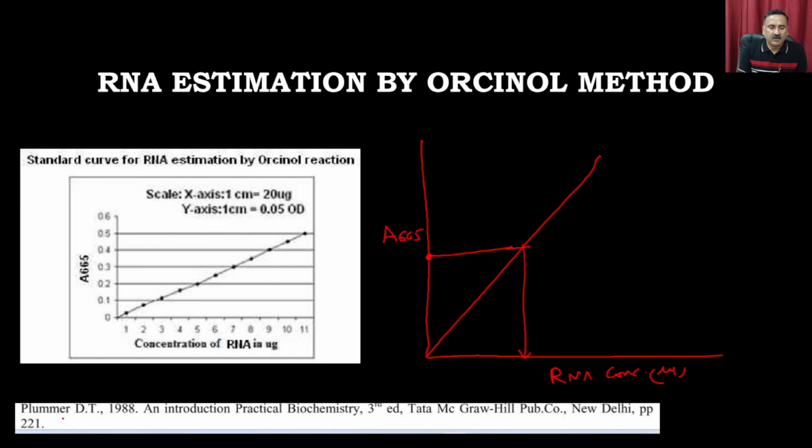And if you want to read more about RNA estimations and other kinds of things, you can go with Plummer's book. This is a very interesting book which deals with the practical aspects of biochemistry, and it gives you the steps to follow and how you can prepare the recipes and so on.